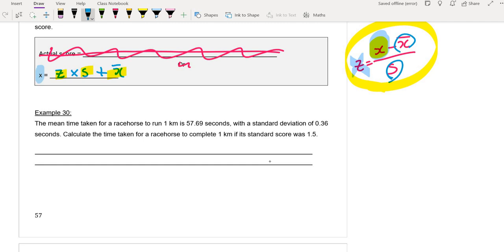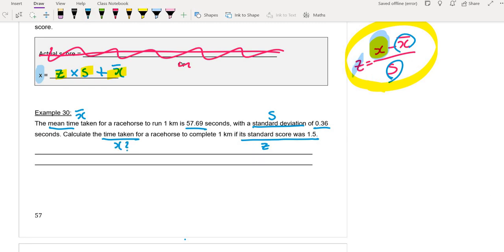So here you're given a whole bunch of stuff. You're given the mean, which is this. Given the standard deviation, which is this. And you're asked to calculate the time taken if its standardized score was this. So this is the Z score, this is the standard deviation, this is the mean, and you're asked to calculate the actual time taken, which is X. So you're asked for X.